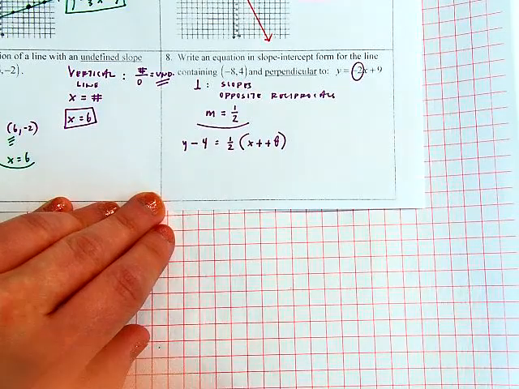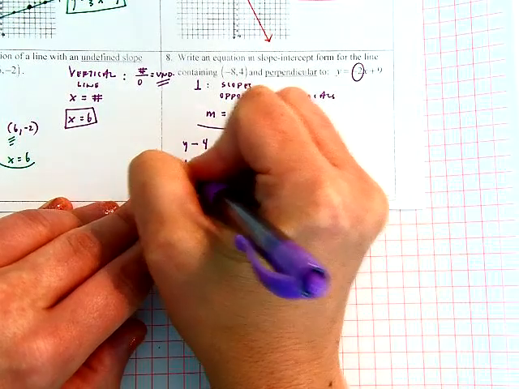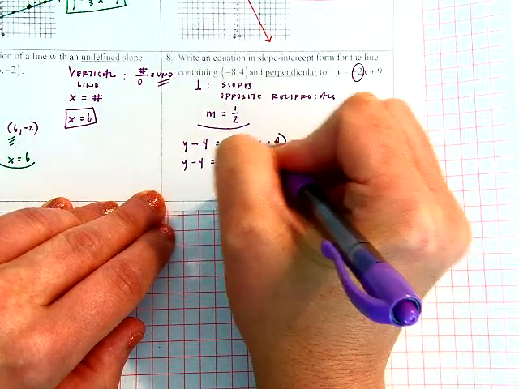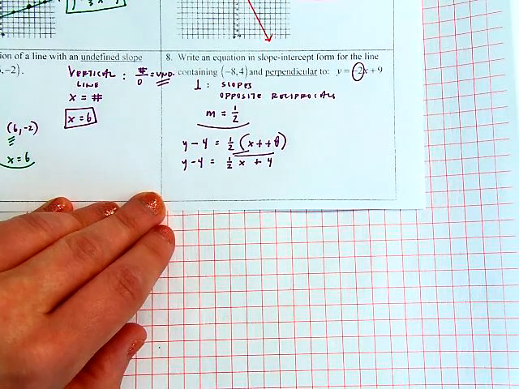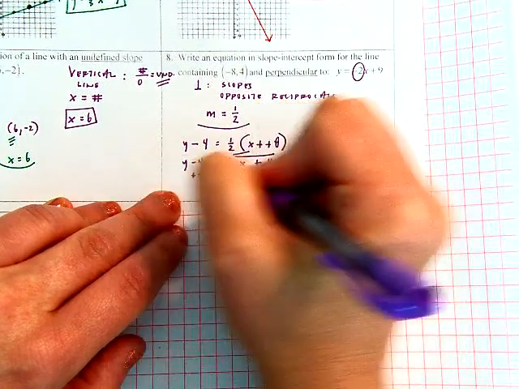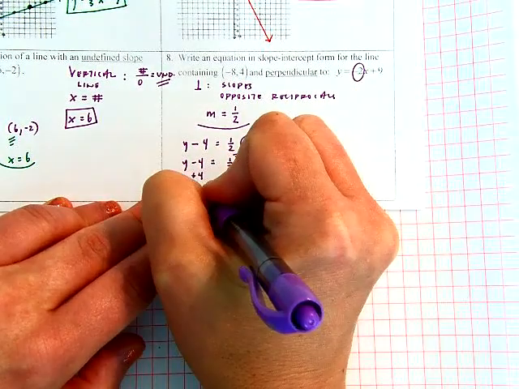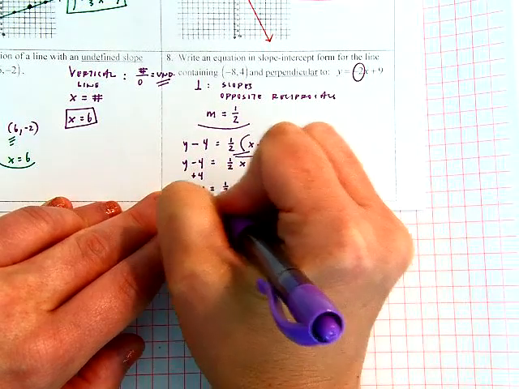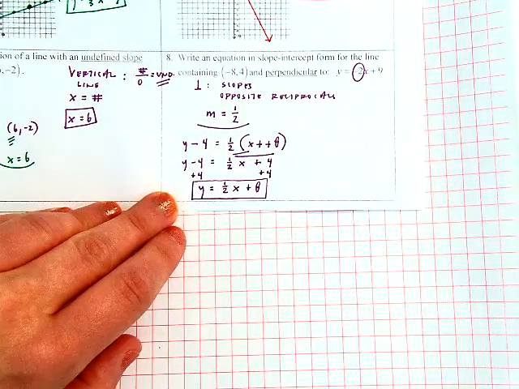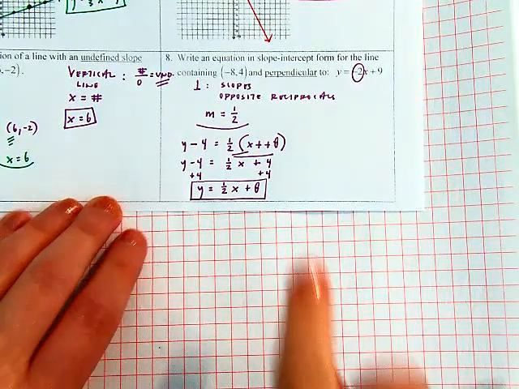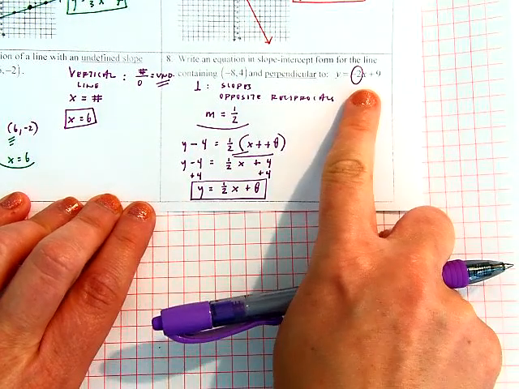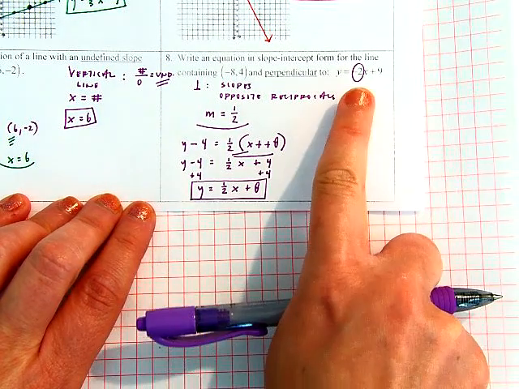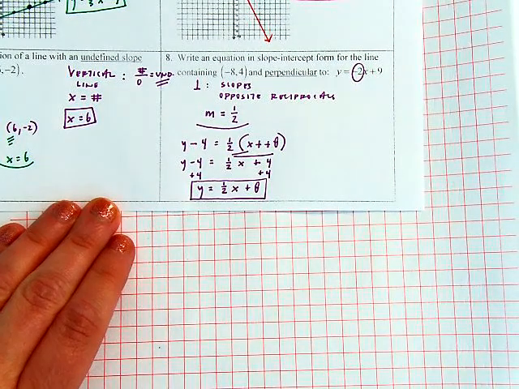And then I have to distribute the 1/2. So y minus 4 equals 1/2 of x plus 1/2 of 8 is 4. Okay, and then I have to add the 4 over to the other side. And I end up with y equals 1/2 of x plus 8. And that would be my final answer. This line will be perpendicular to this line. Okay, and I know that because they are opposite reciprocals for their slopes.